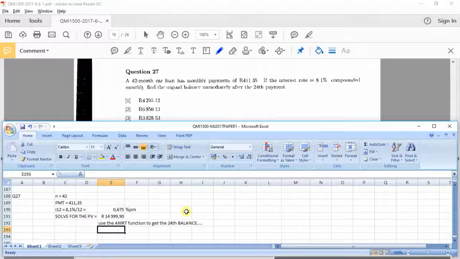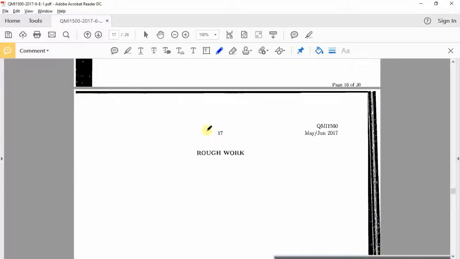So now what do I do? I go to amortization. I press amort. What payment do I want? I want the 24th. So 24, enter. Scroll down to P2, 24, enter. Scroll down, that's the balance. 6950. Option 2. Balance is 6950.13.